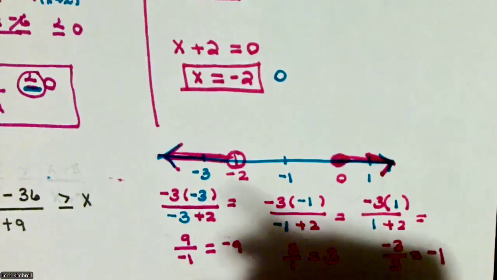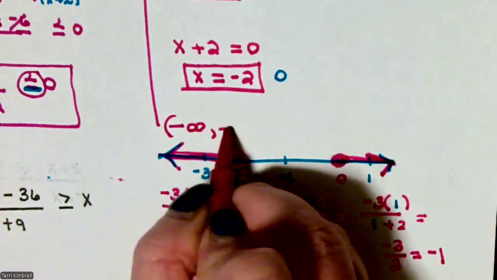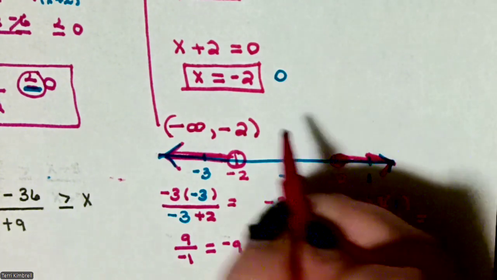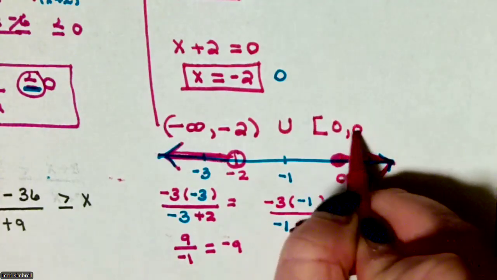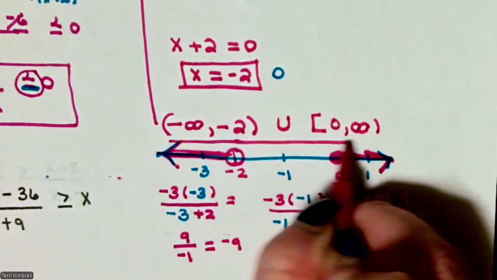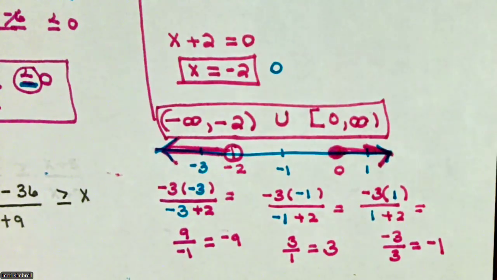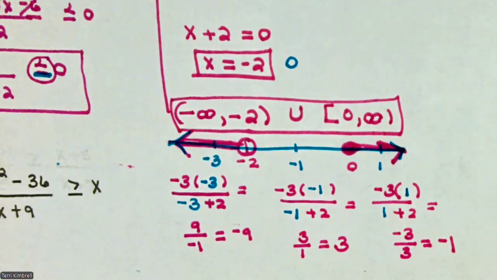So our answer to this question would be from -infinity to -2 parentheses. So we put a parenthesis for the open, or we put a bracket and 0 to +infinity. Now, if you feel pretty good about it, you can try the next one.